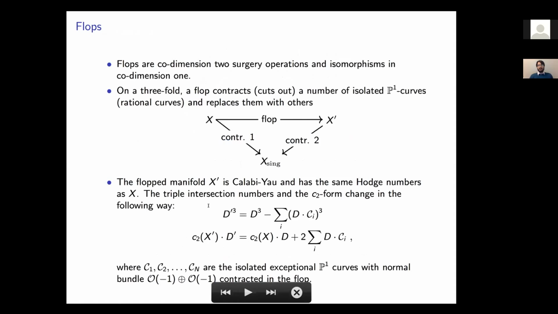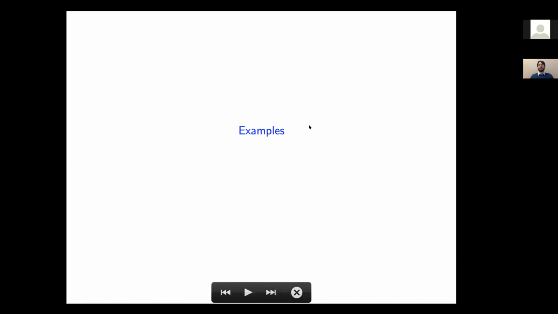Okay, so let me show you these formulae, the way in which the triple intersection numbers and the C2 change under the flop, in terms of the Gromov-Witten invariants in the corresponding curve class along which you do the flop. Okay, so I said most of this about flop transitions. You have two manifolds, X and X prime. You have a singular manifold. You have contraction on one side and contraction on the other side. So some curves are being cut out and some curves are being replaced. Okay. Examples. I have three examples, three CC examples.